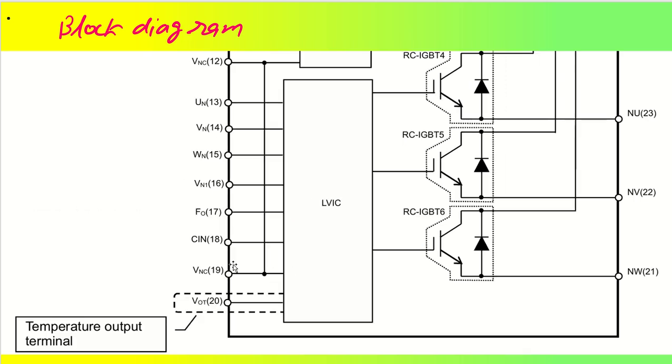In the rest half of the block diagram, we have a low side gate driver, and these are the low side IGBTs, which are connected to my NU, NV, NW, which are the negative terminals of the power supply, generally connected to the shunt resistors. And there are other pins also: low side control signals like UN, VN, WN, and we have the low side control supply.